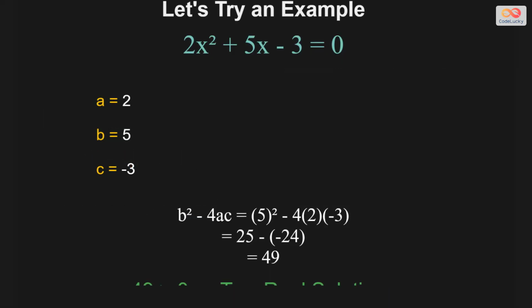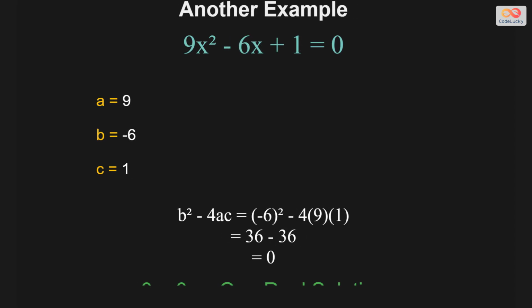Let's work through an example with the equation 2x² plus 5x minus 3 equals 0. Here, a is 2, b is 5, and c is negative 3. We plug these into the discriminant formula, 5 squared minus 4 times 2 times negative 3. This simplifies to 25 plus 24, which equals 49. Since 49 is a positive number, we know there must be two real solutions.